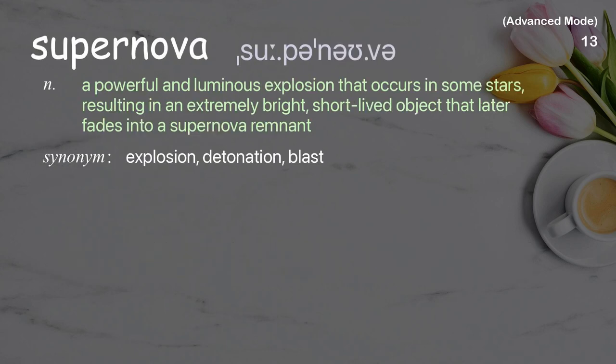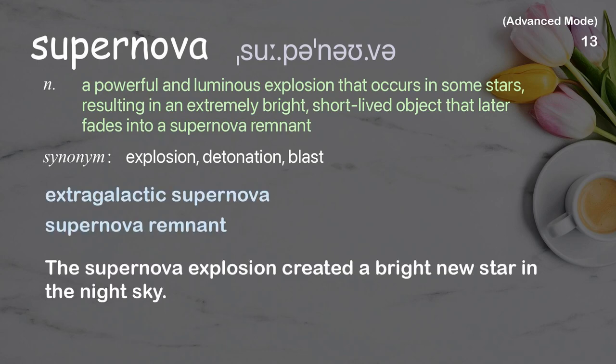Supernova. A powerful and luminous explosion that occurs in some stars, resulting in an extremely bright, short-lived object that later fades into a supernova remnant. Examples. Extragalactic supernova. Supernova remnant. The supernova explosion created a bright new star in the night sky.